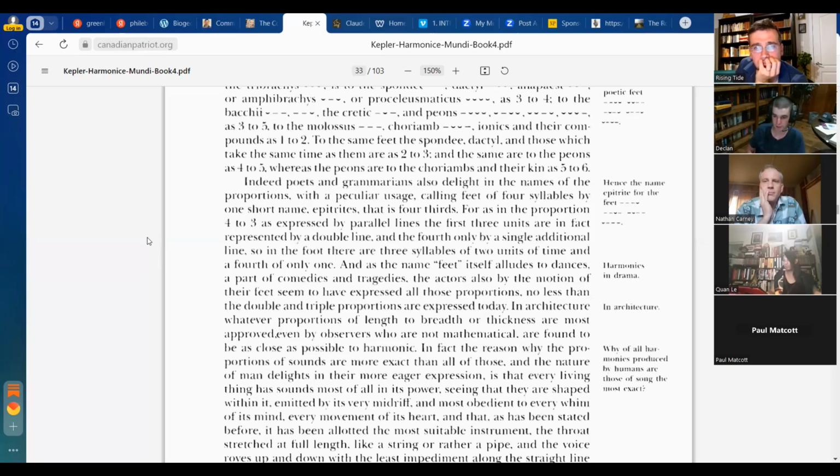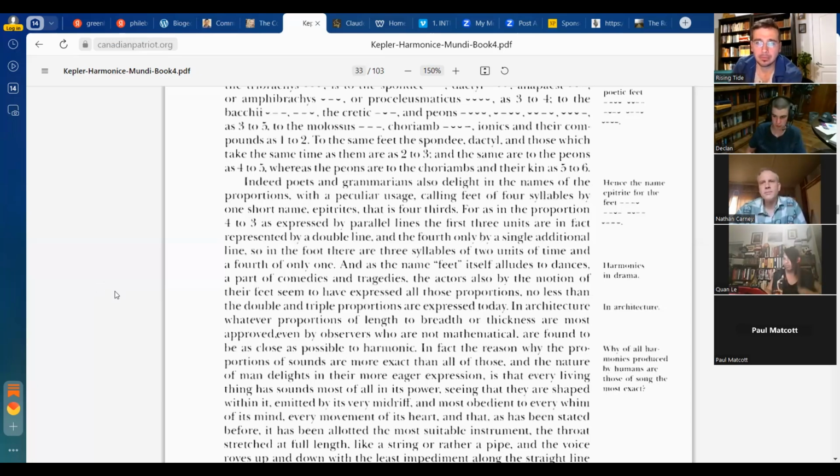And as the name feet itself alludes to dances as part of comedies and tragedies, the actors also, by the motion of their feet, seem to have expressed all those proportions, no less than the double and triple proportions are expressed today. In architecture, whatever proportions of length to breadth or thickness are most approved, even by observers who are not mathematical, are found to be as close as possible to harmonic.